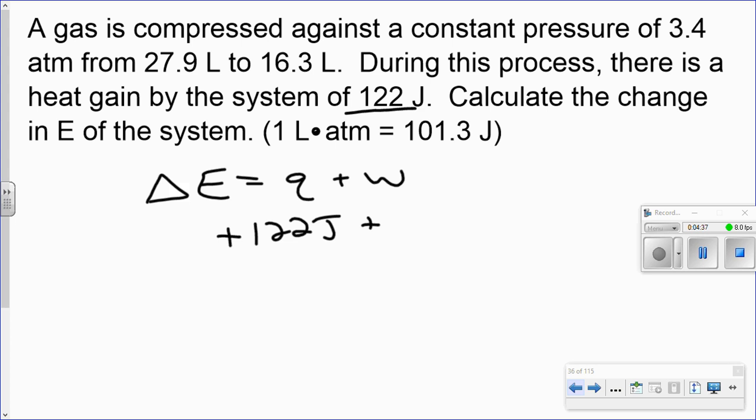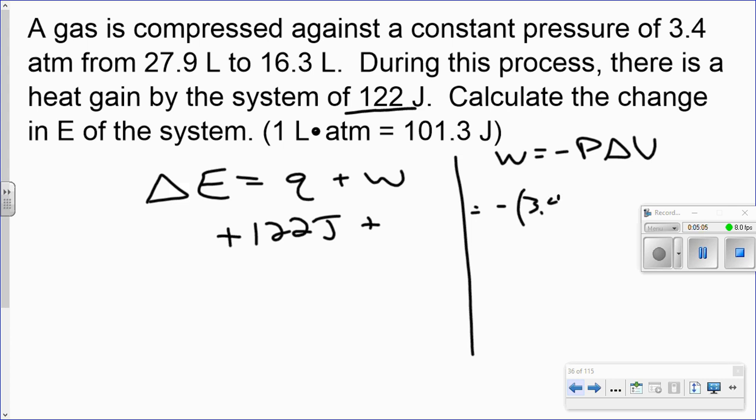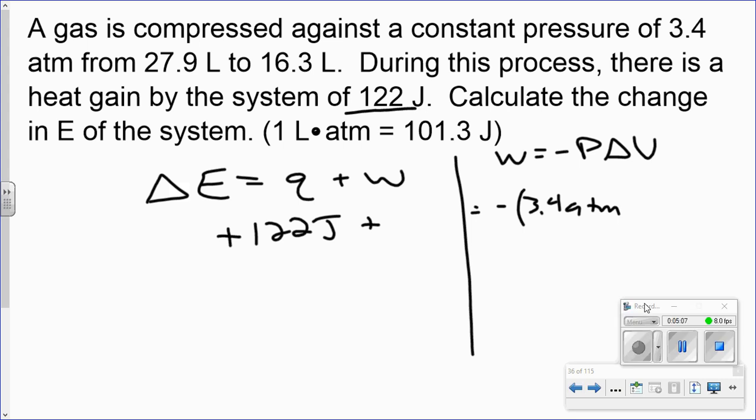But now work, in this case, is work equals negative P delta V. Okay, so let's just expand that out. So I think we're going to have to do a substitution here. Work is negative P delta V. So if I have a negative pressure, oopsie, I didn't mean to write P. Negative. The pressure is 3.4 atmospheres times the delta V, which is always final minus initial.